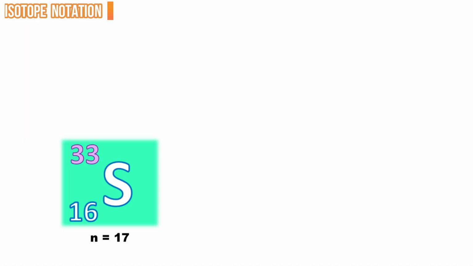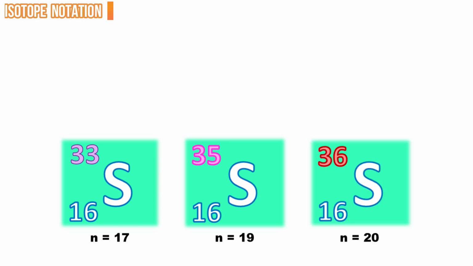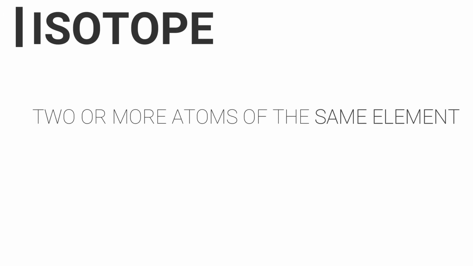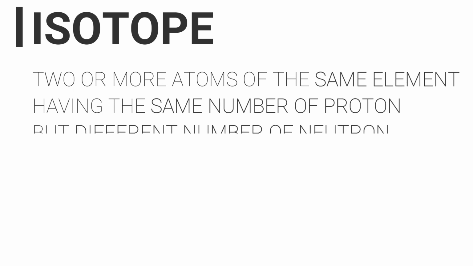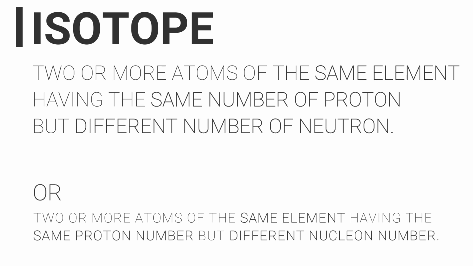If the number of neutrons of sulfur is 17, this is how we write the isotope notation. And this one is when the number of neutrons is 19 and this is 20. So if we put all these 5 atoms together, they are known collectively as isotopes. So isotopes are 2 or more atoms of the same element that have the same number of protons but different numbers of neutrons.